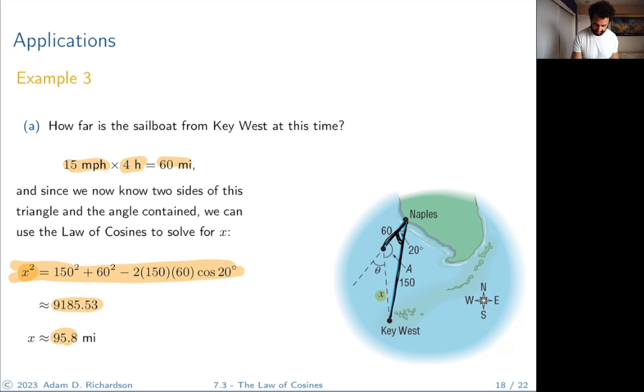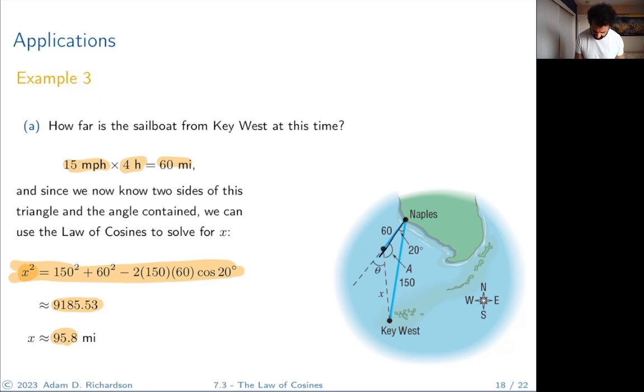So what this means is the boat, which is right here, is about 95.8 miles away from Key West. There we go. So now we know how far we still have to travel. The next question was, what angle do we need to turn to correct our course? So let me erase this real quick. What we want to know is this angle theta right here. You could think about it like so.